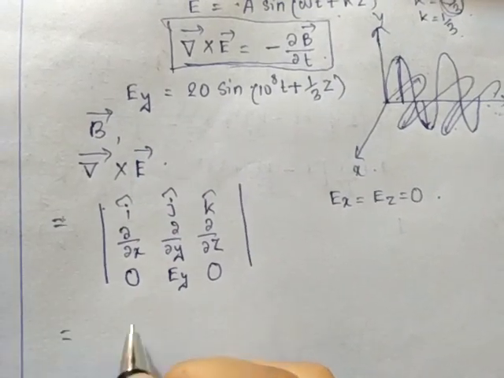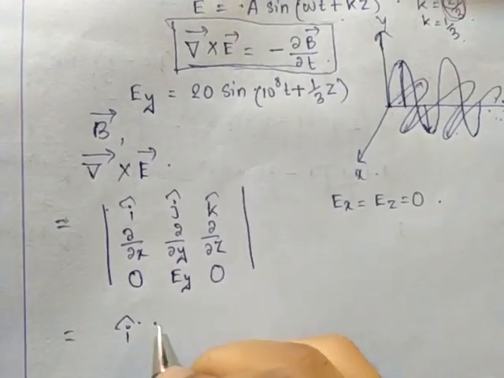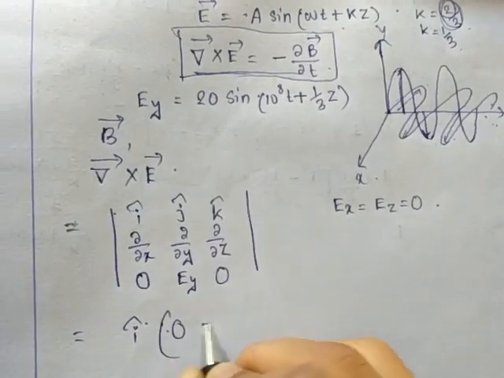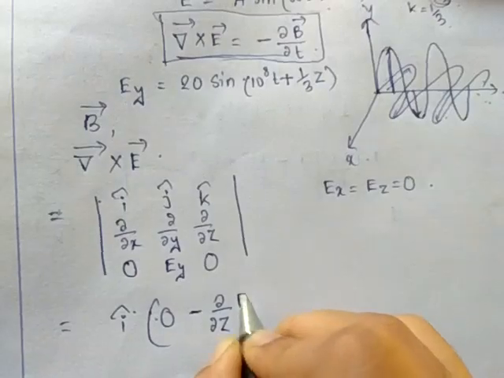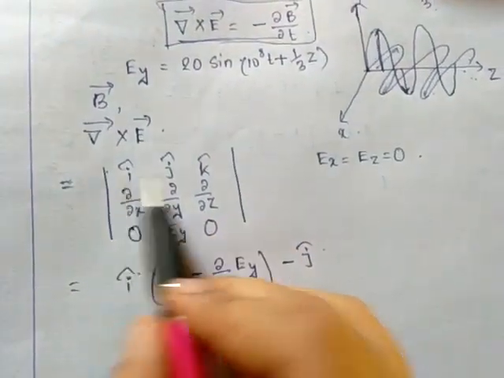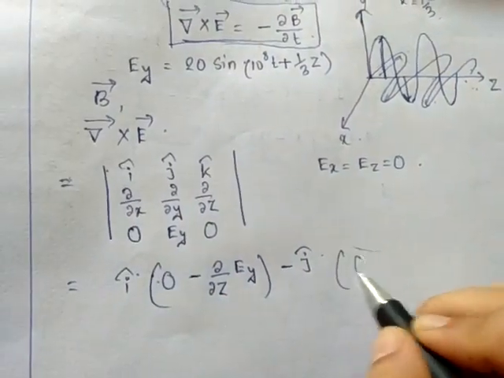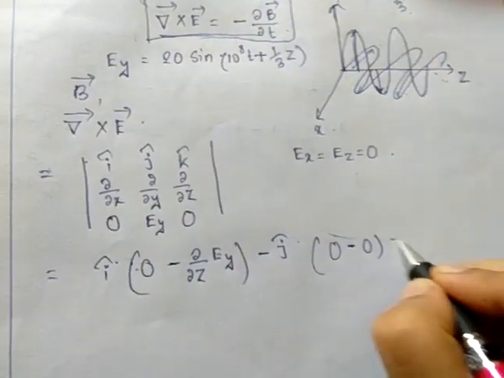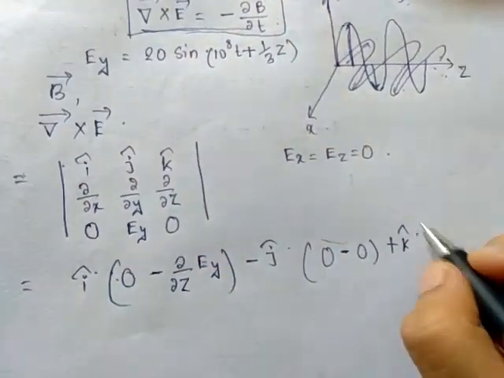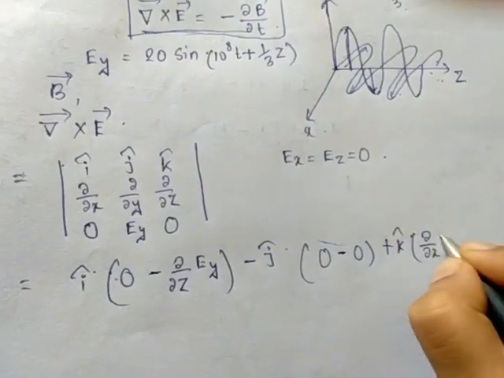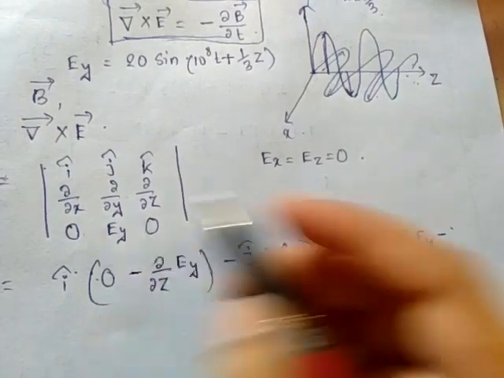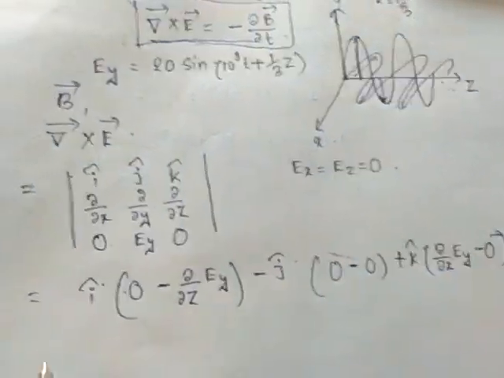Now, i cap (del y of 0 minus del z of Ey), therefore it will be 0 minus del z of Ey. Minus j cap (del x of 0), and it will also be 0. Further, k cap (del x of Ey minus del y of 0), so it will be simply 0.